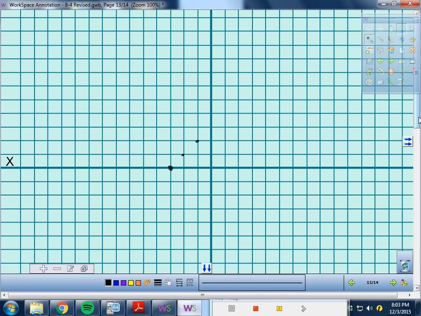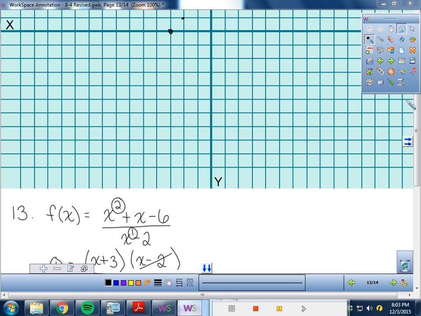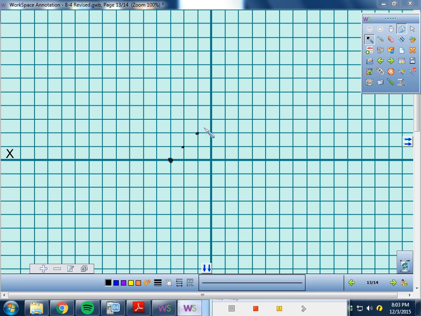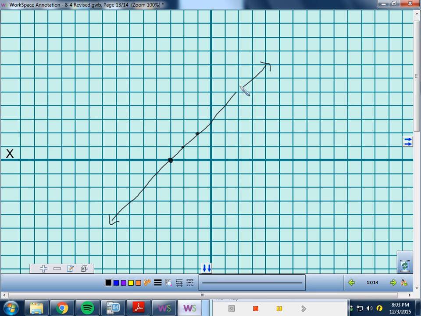And then I know that I'm going to have a hole when x is 2. And you guys can have a straight edge, so I'm hoping yours is better than mine. Alright, and then when x is 2, I have a hole right there in my graph. So just erase that little part and put a hole.